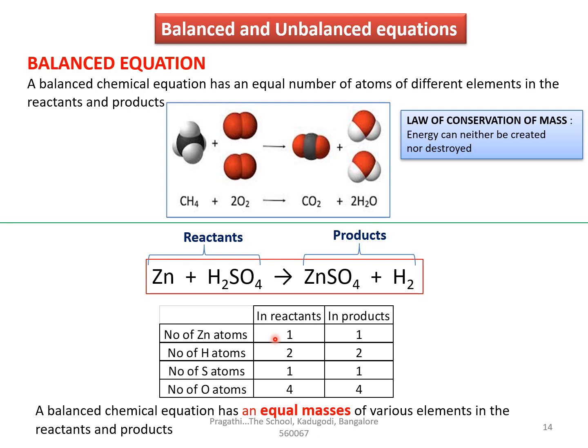That means if 100 kg is there on the left hand side, how many kg should be on the right hand side? 100 kgs. So it is balanced. Clear? A balanced chemical equation has equal masses of various elements in the reactants and products.